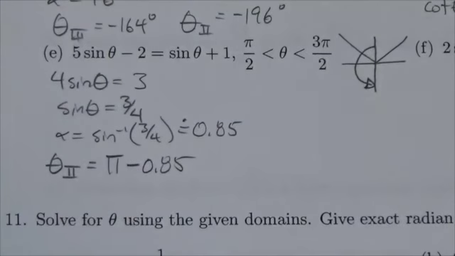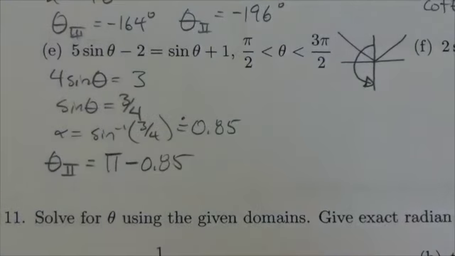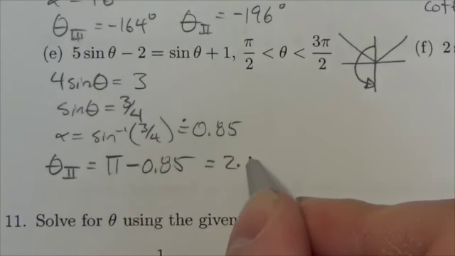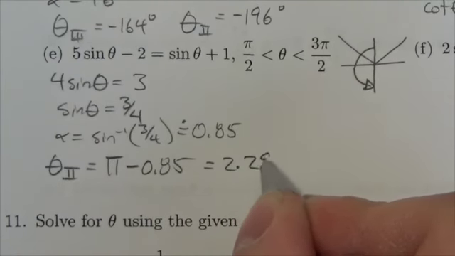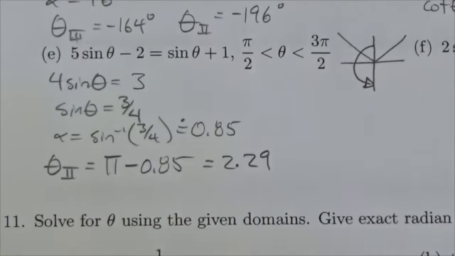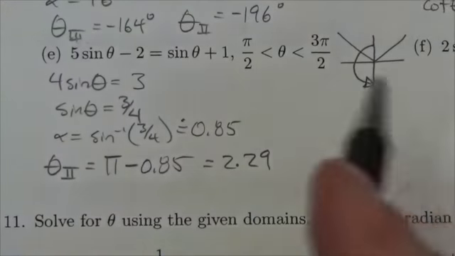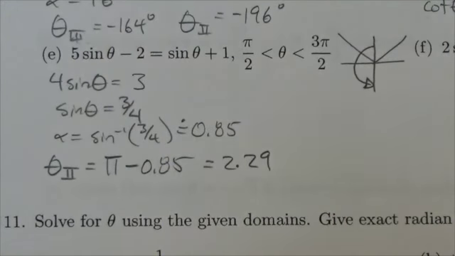So I'm just going to take pi and subtract the reference angle that I found, and I will get that the answer that I'm looking for here is the angle, sorry, I should say 2.29 when I round that to the nearest hundredth. And that's the only angle that we're looking for here, because in this case sine would be negative in the third quadrant, and that's not what I'm looking for.